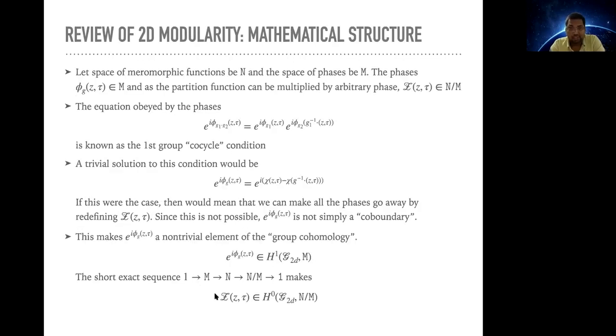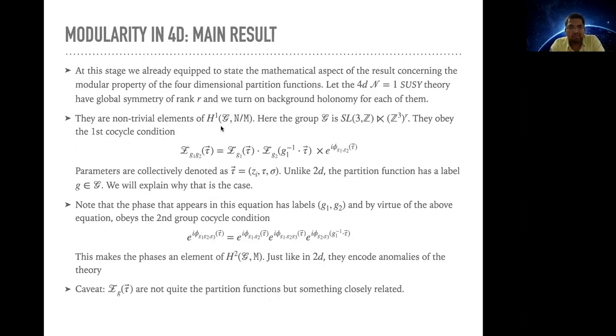Here in the two-dimensional case, the partition functions were elements of the zeroth group cohomology. The phases were elements of the first group cohomology. But in four dimensions, the partition functions are elements of the first group cohomology. Again, the group here is SL3Z. I will explain why it is this group. The entire talk is going to be the explanation of this slide here.